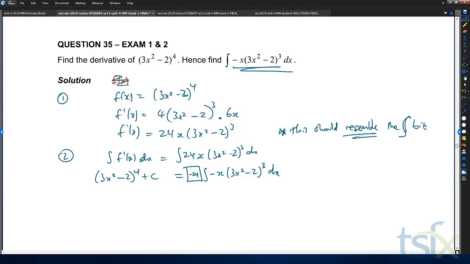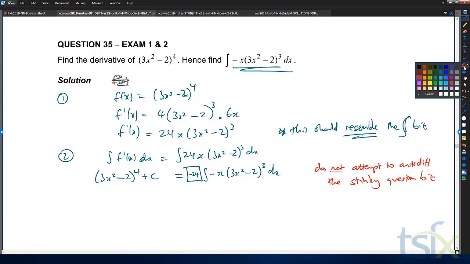That's step 2 done. Notice that I did not attempt to anti-diff the stinky question bit. Don't try and do that. You are not supposed to do that. You are not able to do that. The whole idea is that you don't try and do that. So now what we do is isolate.